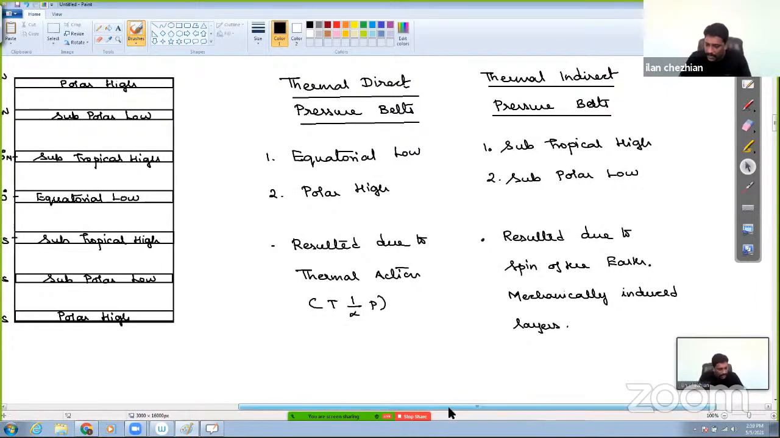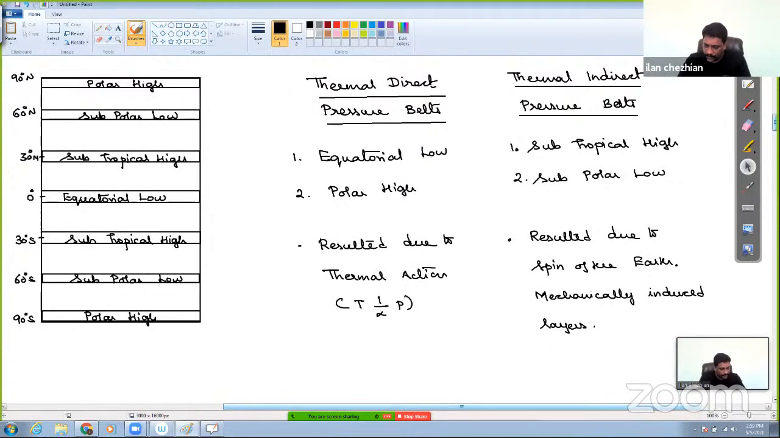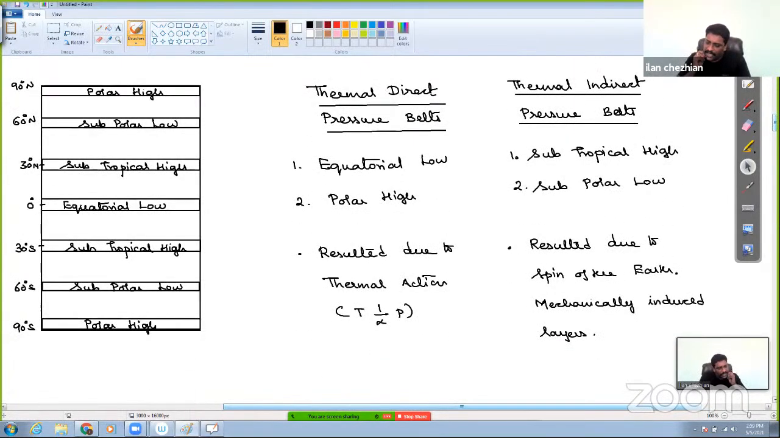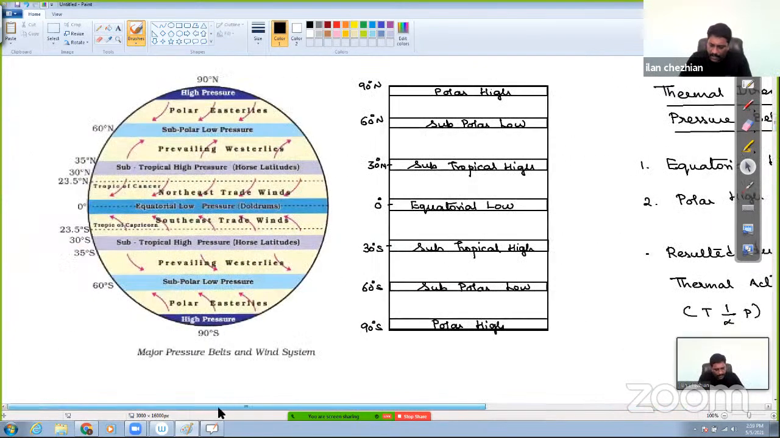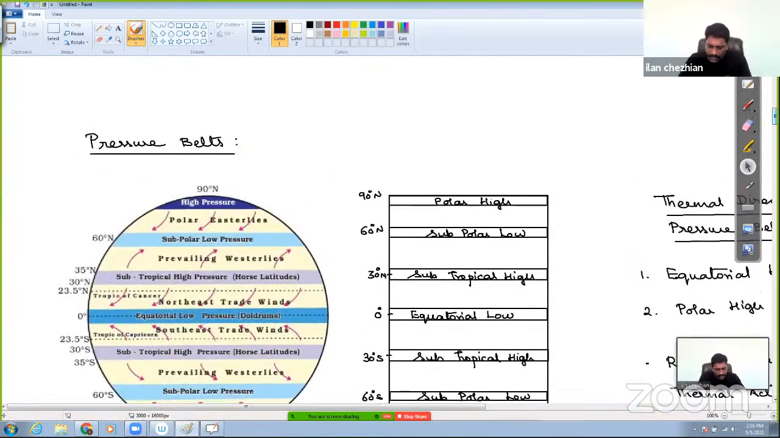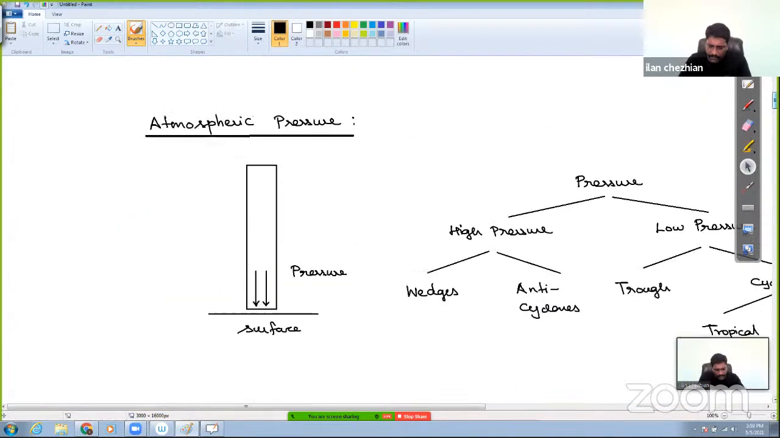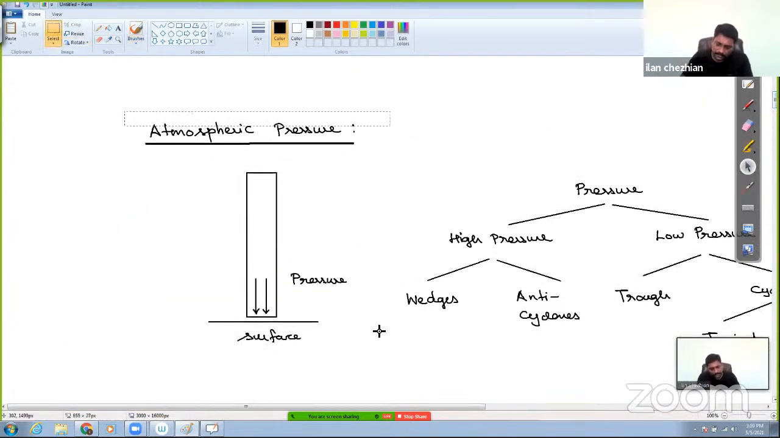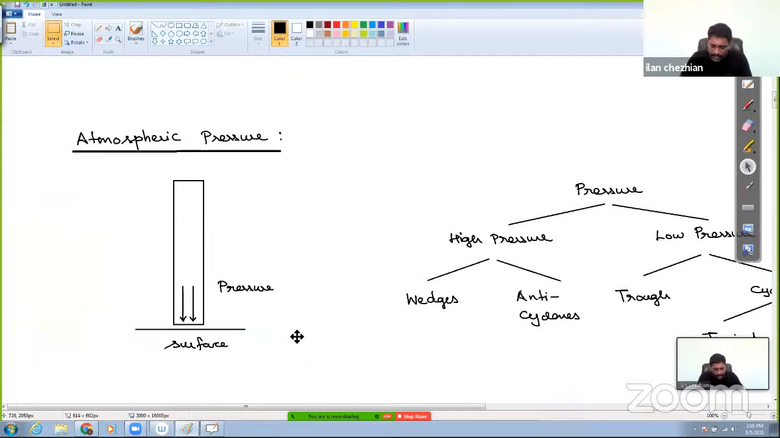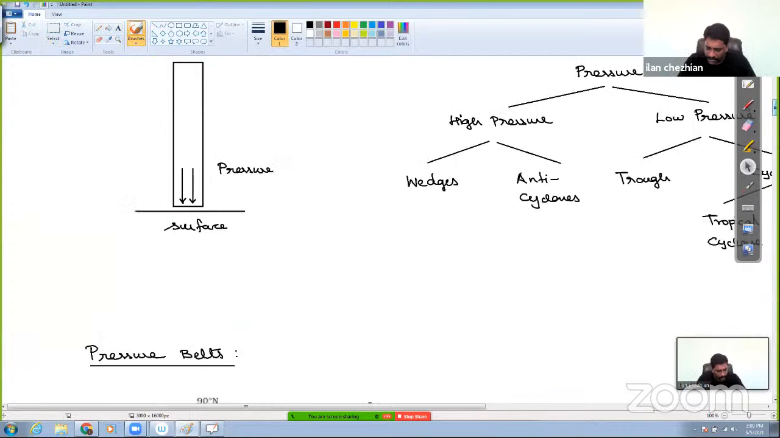Okay, right, my friends. So what is thermal direct and what is thermal indirect pressure system, approximately we have an idea. What are the different pressure belts of the world, that also we have taken. So what is atmospheric pressure, we have seen in detail, my friend. What are the different pressure systems of the world?